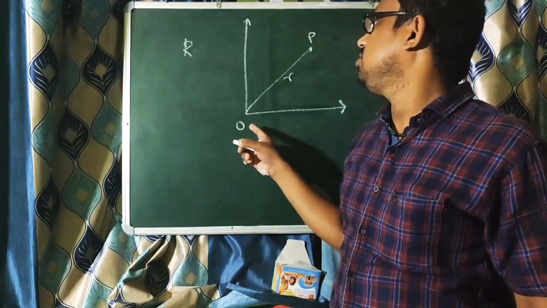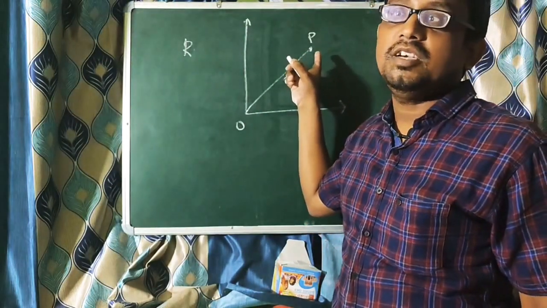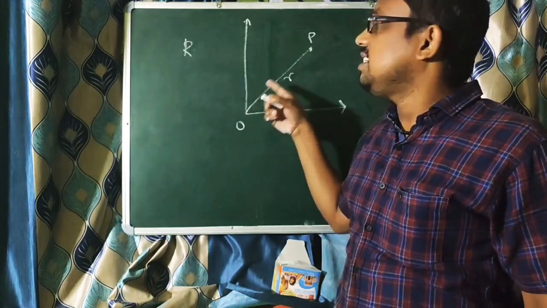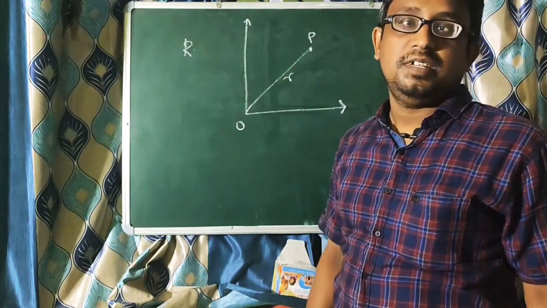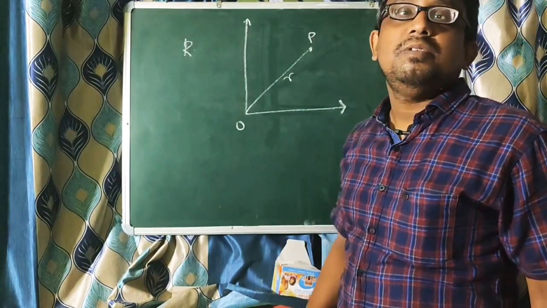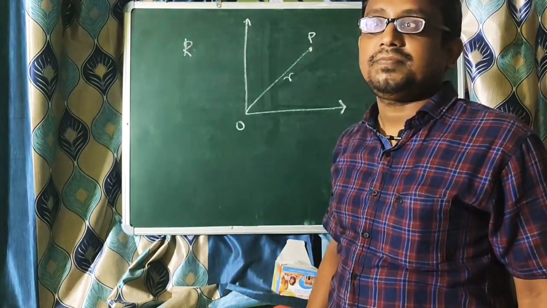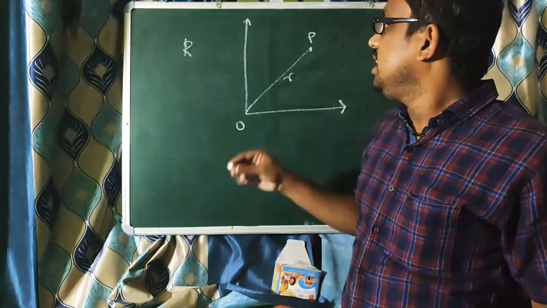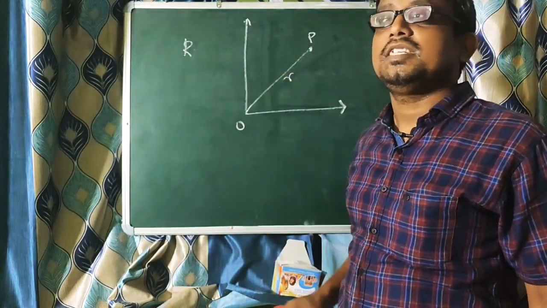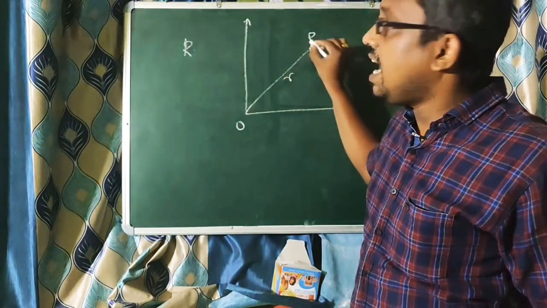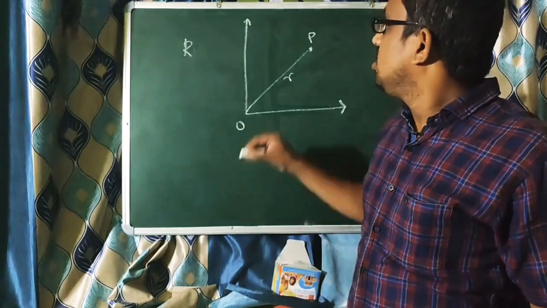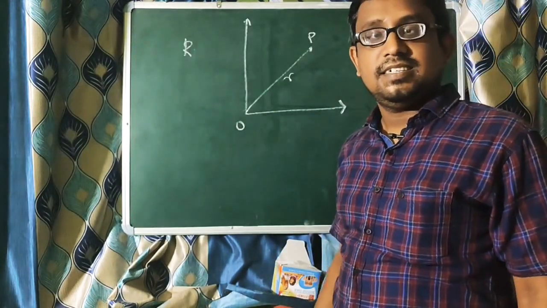The observer is watching that the point P, or the body, is lying at a distance R from O. Now, if this point P is constant, it means this body does not change its position, P remains constant. It means this R also remains constant. In that case, the body will be at rest.